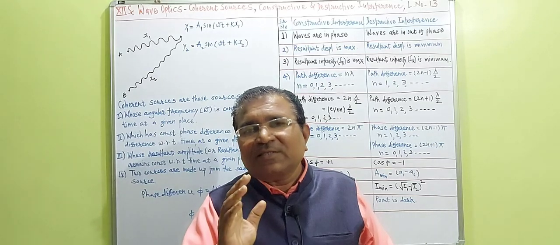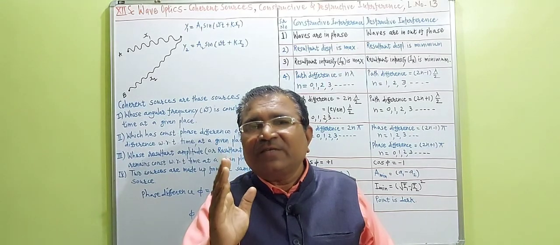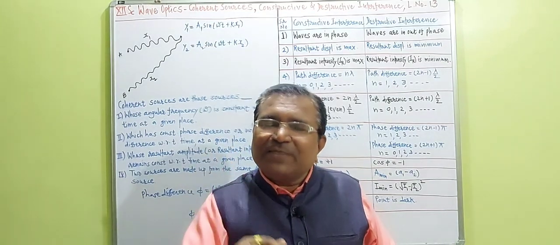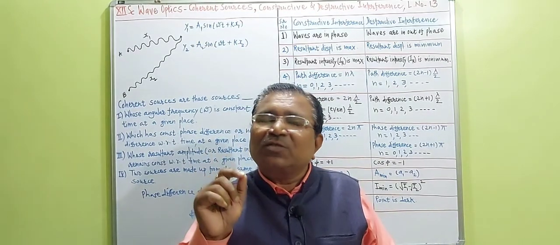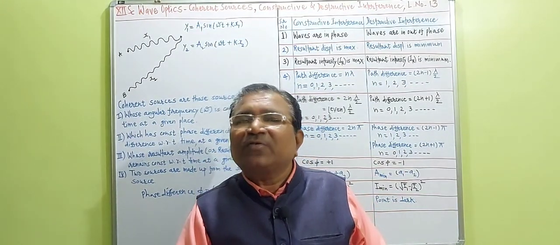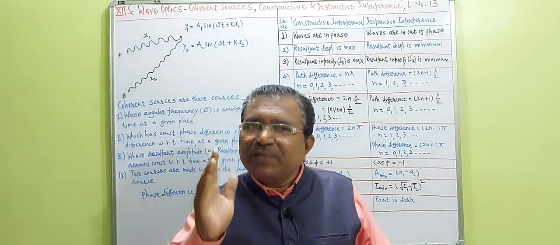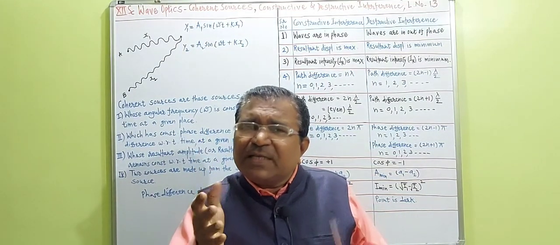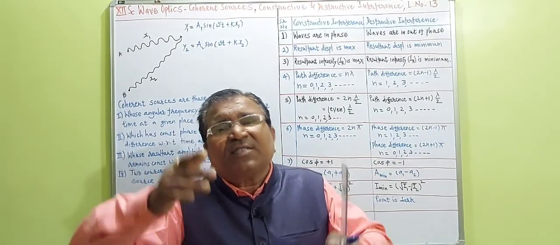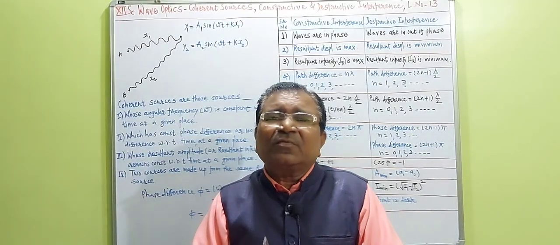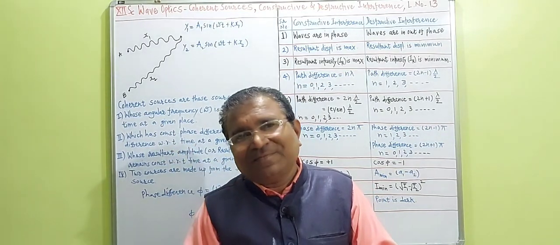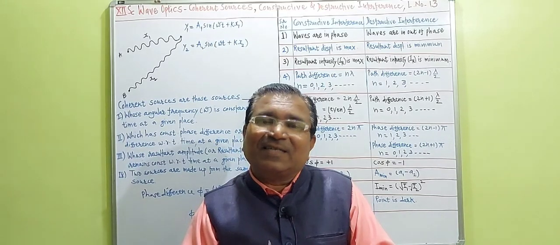Both the sources have no phase difference, phase difference is 0, or both the waves, sorry, not sources, both the waves are emitting waves which are in the same phase. Or if there is any phase difference, that phase difference remains constant throughout with respect to time at a given place. That is the other condition.